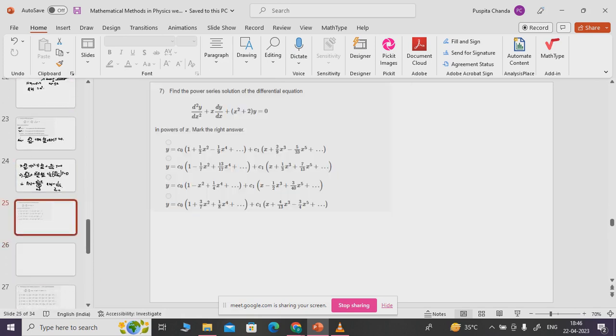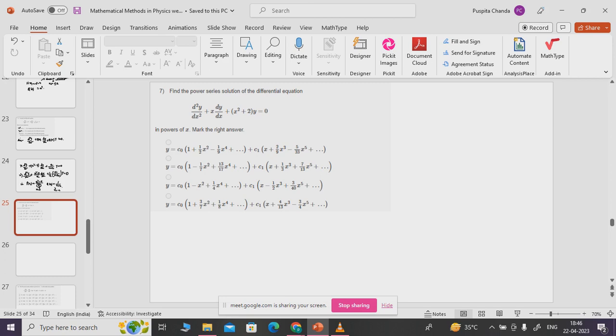After establishing a singular point, if they ask whether it is a regular singular point or irregular singular point, then your concern comes. Otherwise it is enough to obtain the singularity. Find the power series solution.